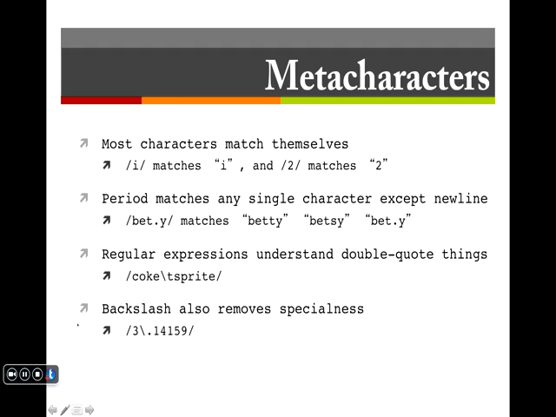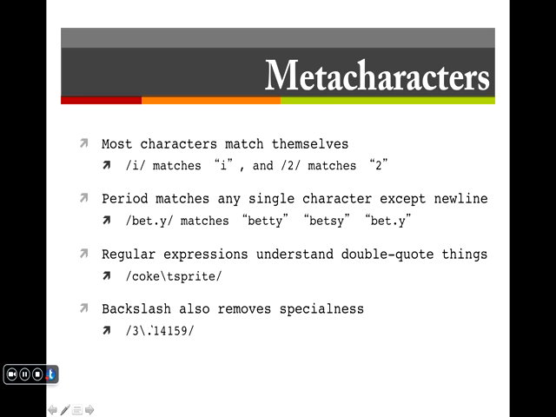What else? The dot actually matches a single character except the newline, and I'm going to leave this one to the end of this lecture, where I'm going to mention a solution for how you can really find the newline. So here in this example I have bet dot y. In this case it's going to match whatever the fourth letter is. So if it's D, it will match, Betty, S will match it, even the dot will match it.